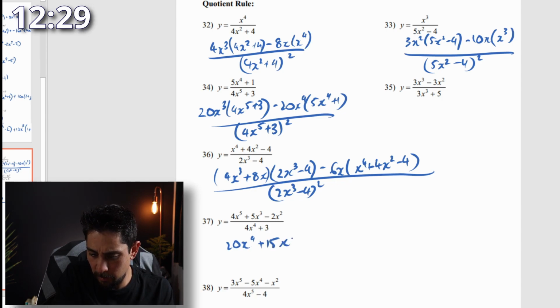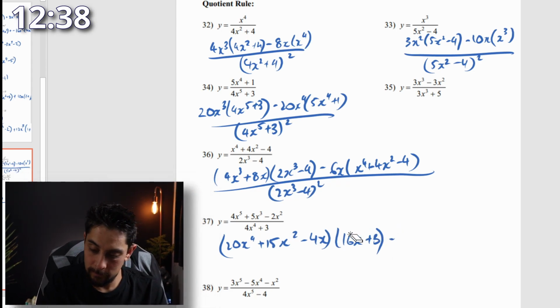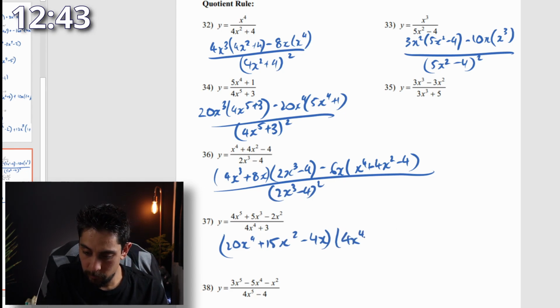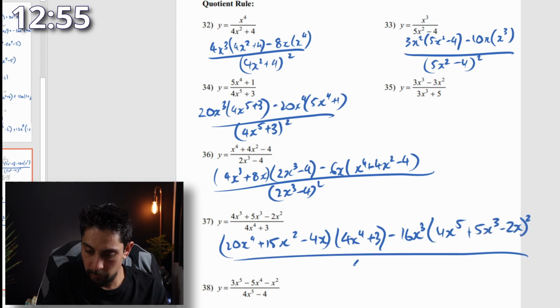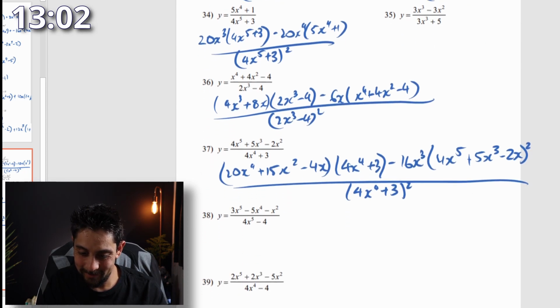20x^4 plus 15x^2 minus 4x, all times 16x plus 3 minus, oh no, 4x^4 plus 3 minus 16x^3 times the whole numerator, just copy it down, all over 4x^4 plus 3 squared. 2 minutes remaining. Where's my mouse?